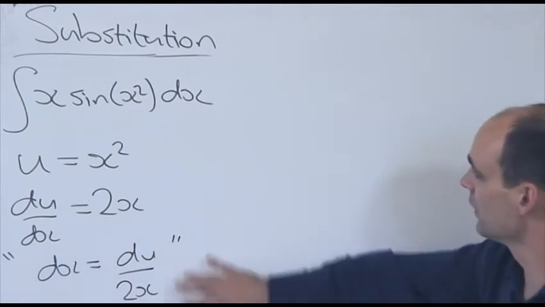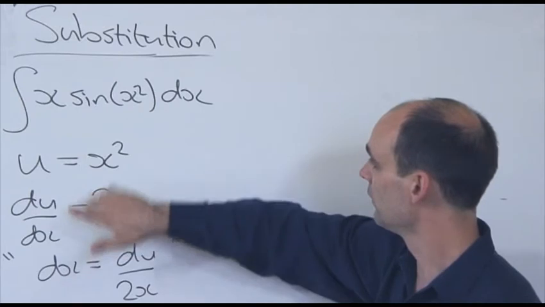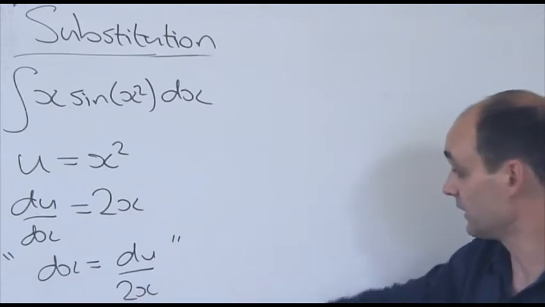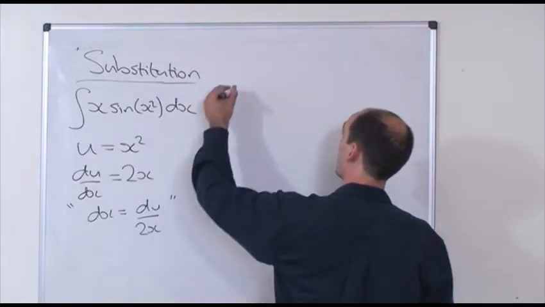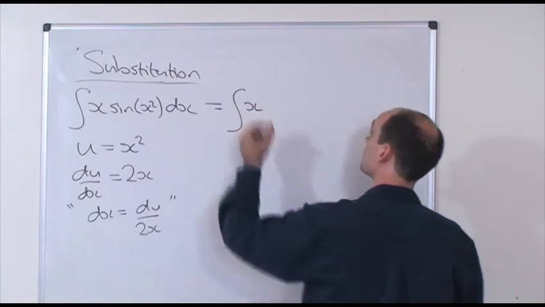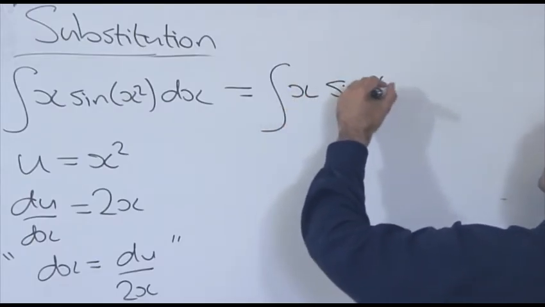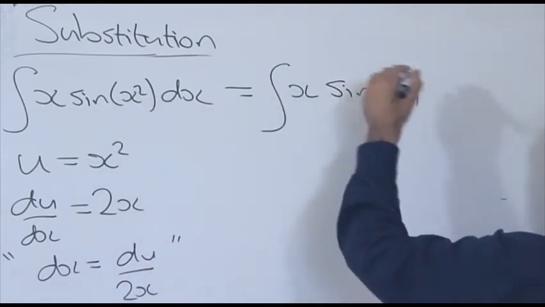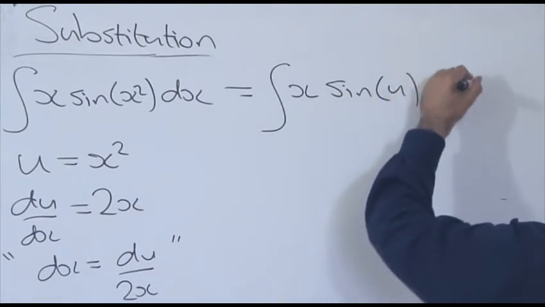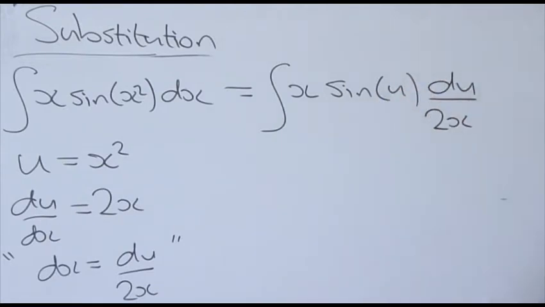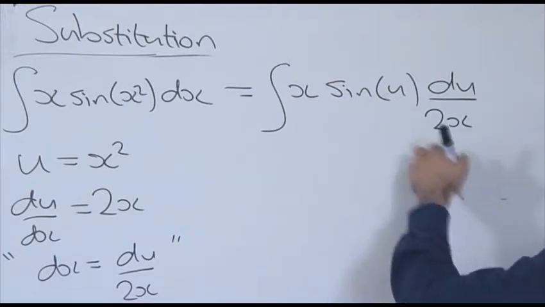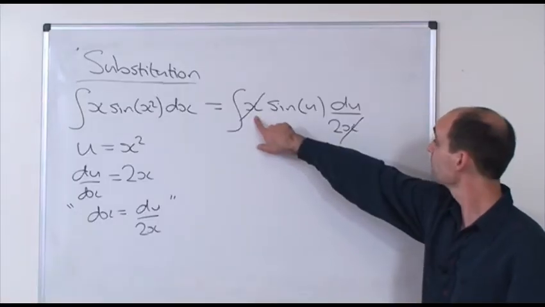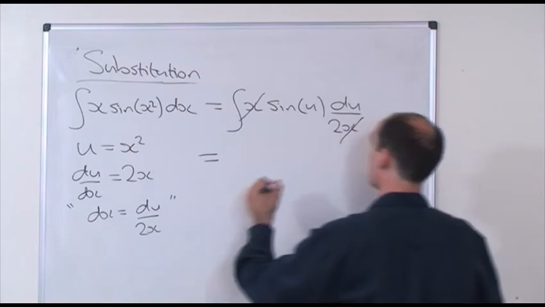Because when we do a substitution, we need to replace all the x's inside the integral by the u's, and we also need to replace the dx by something involving du. So let's work our way through, and actually I'm going to leave this x where it is. I'm going to do sine of u because I'm going to replace that x squared by u, and then the dx I'm going to replace by du divided by 2x. And you'll realise that actually now I can cancel that x with that x, and that's why I left that x where it was.